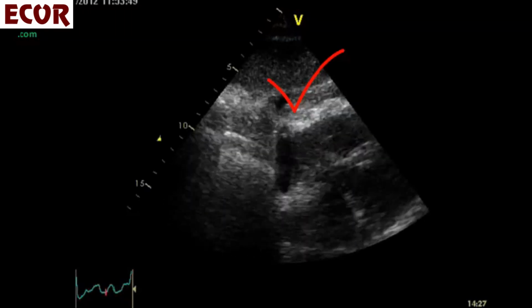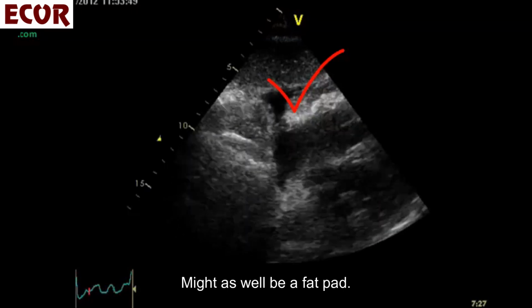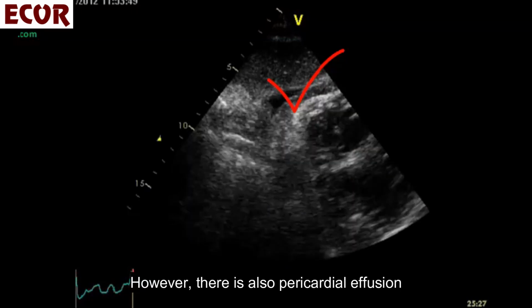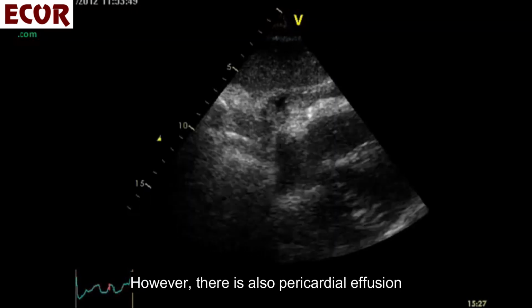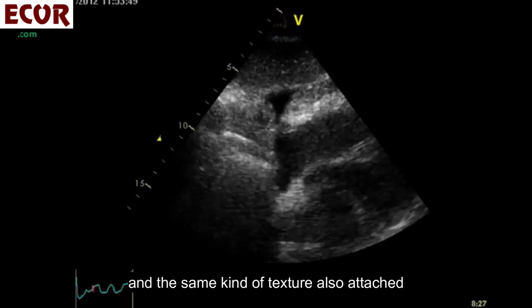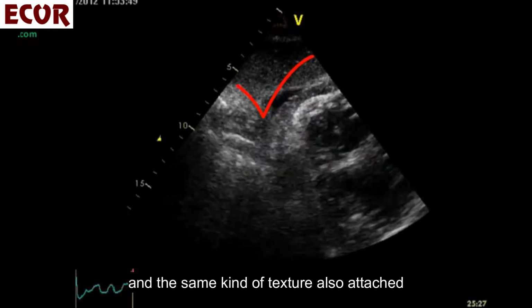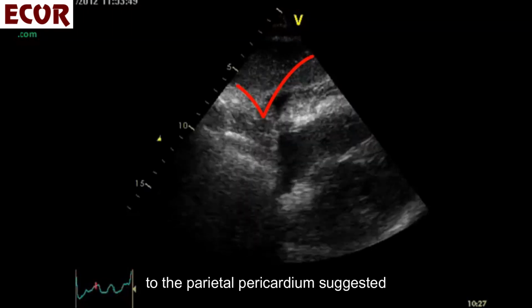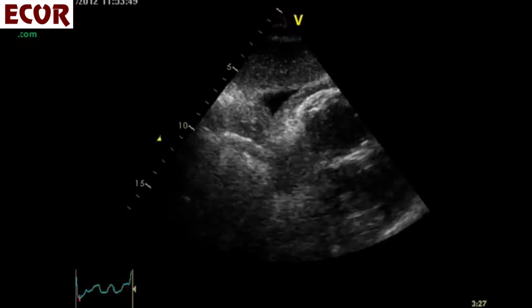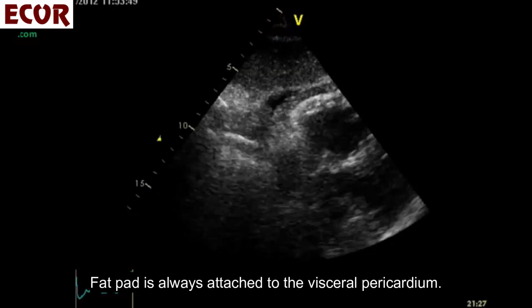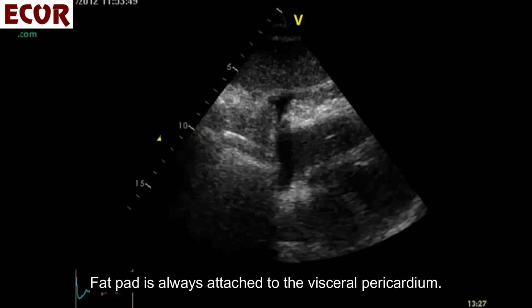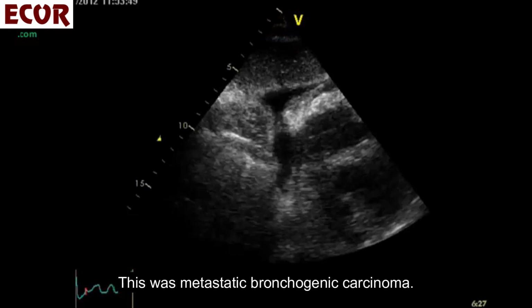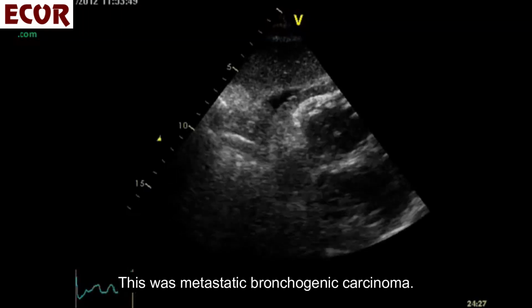Another difficult problem is to differentiate fat pad from a tumor pericardial implant. Look at this case. Might as well be a fat pad, however, there is also pericardial effusion, and the same kind of texture also attached to the parietal pericardium, suggested tumoral implant. Fat pad is always attached to the visceral pericardium. This was metastatic bronchogenic carcinoma.